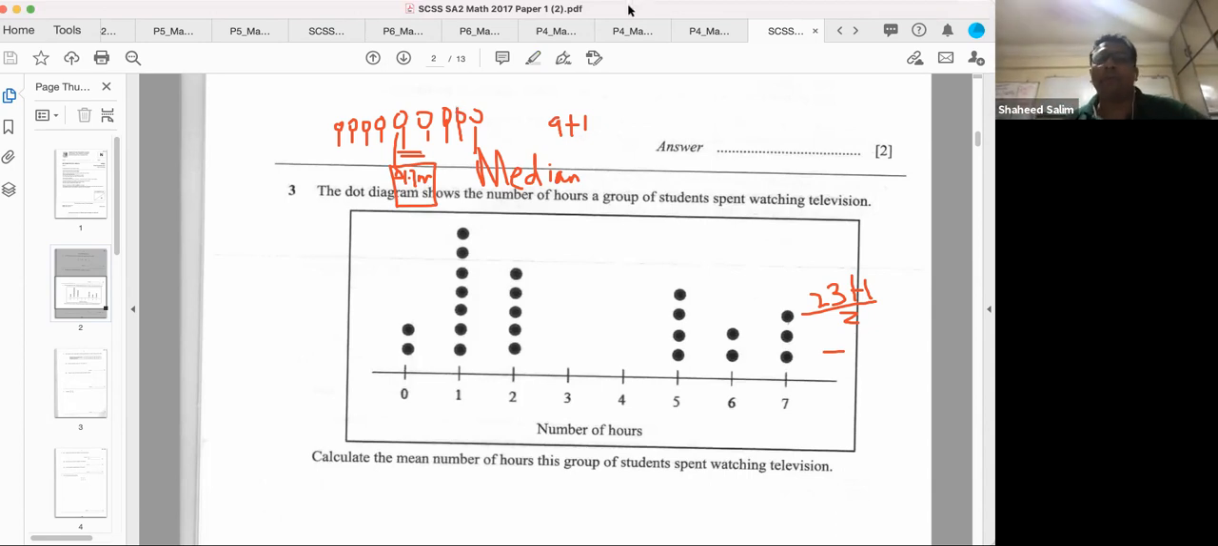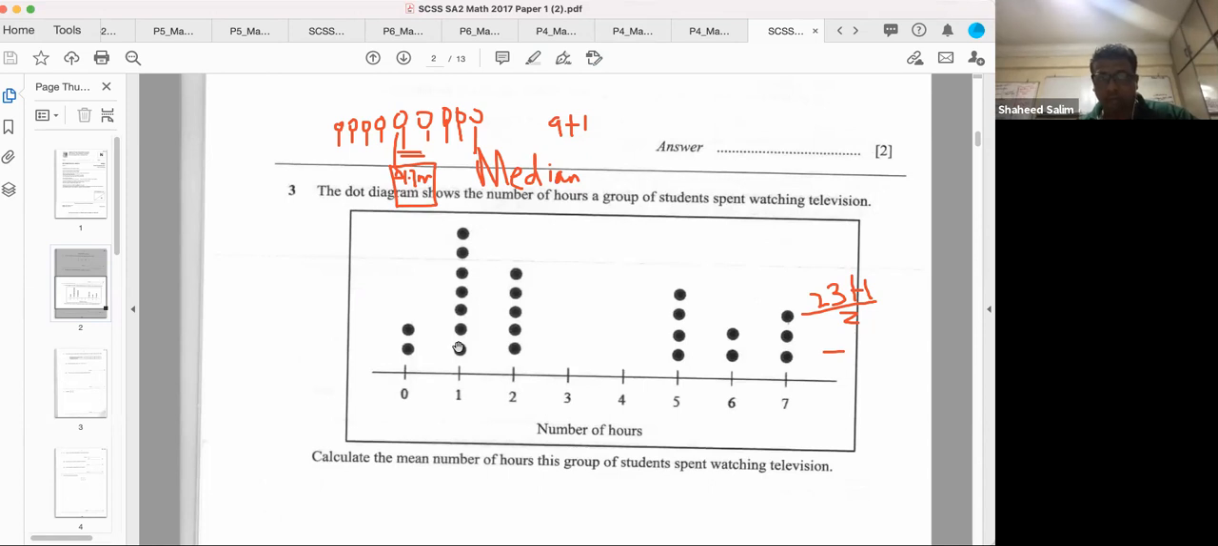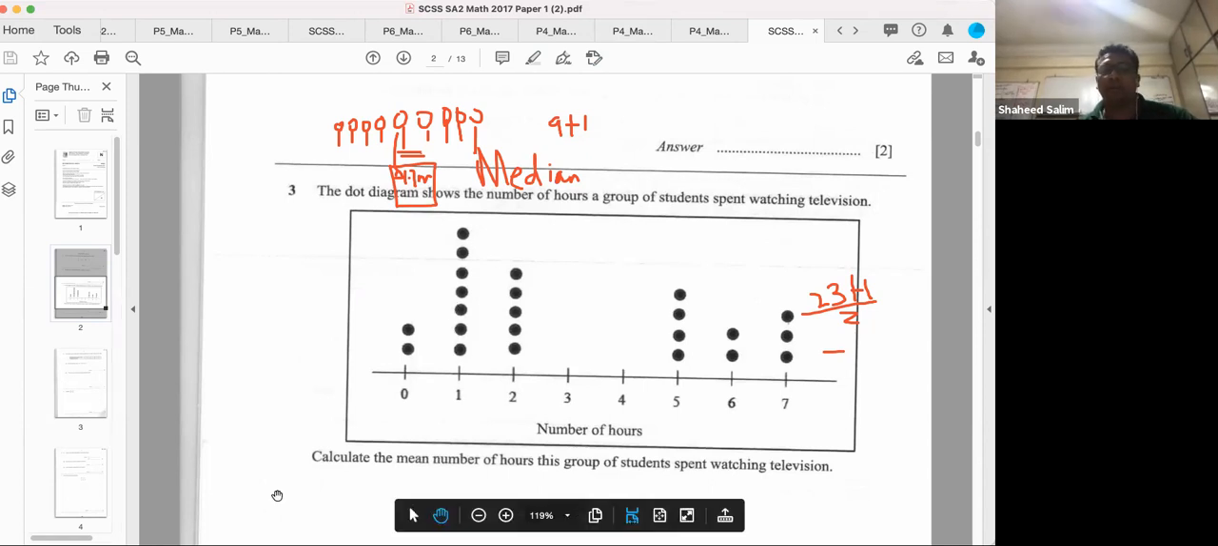So now we find out which one. What do you think is the value of number 12? The 12th dot. What is the value? Is it 5? Is it 6? Is it 7? Is it 2? Is it 1? Is it 0? Say how to count 12. Start from here. 1, 2, 3, 4, 5, until you reach number 12. What is the value? 2 hours.